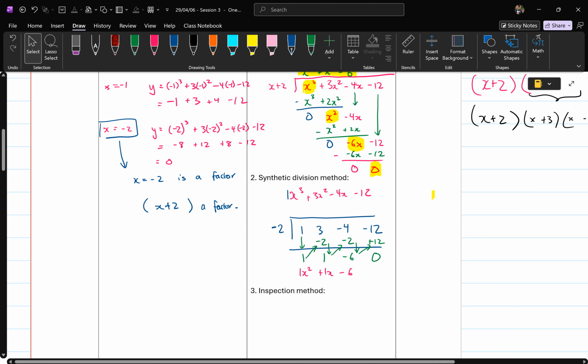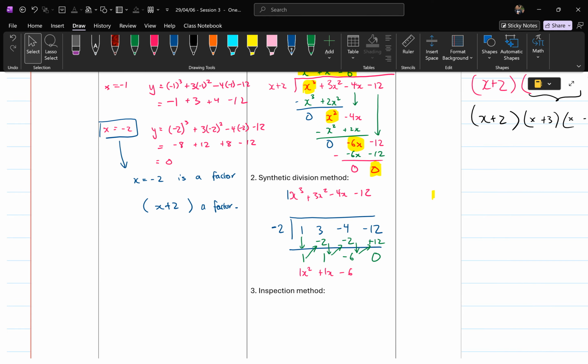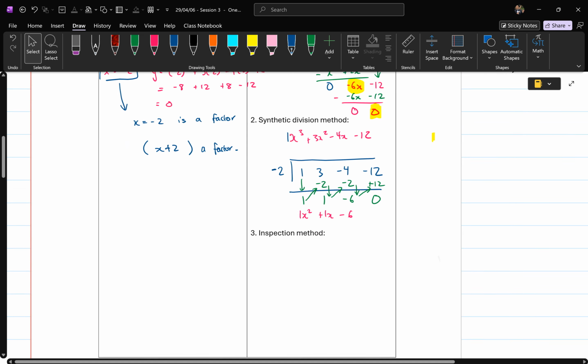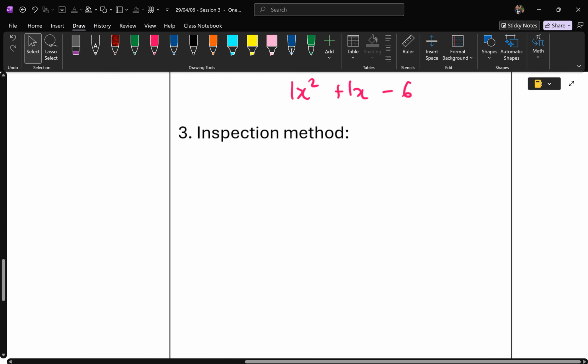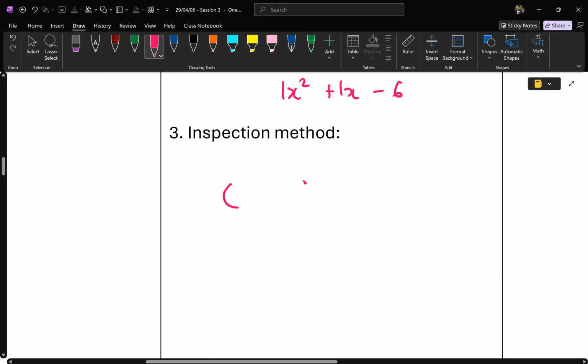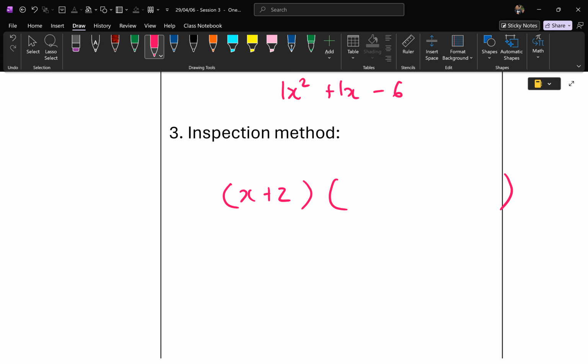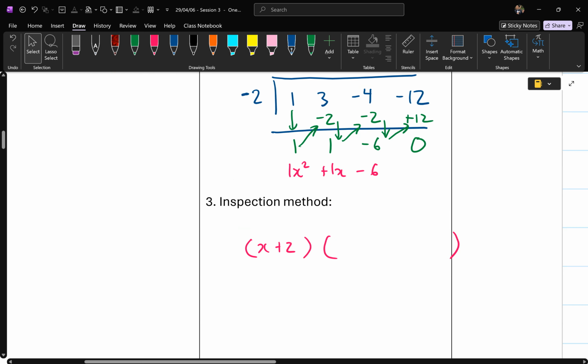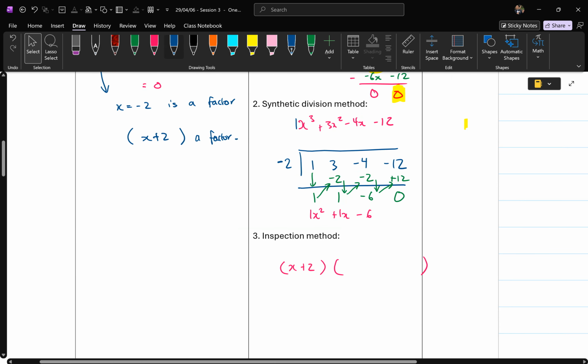Last one. Let's say you still found this one too confusing and you prefer a one-liner technique rather than this one. Here's your last one: the inspection method. So you found out it was x plus 2 as a factor, right? You know this needs to be a quadratic. Now, there's a bit of intuition, so I'm going to write the actual equation again so that you can see.